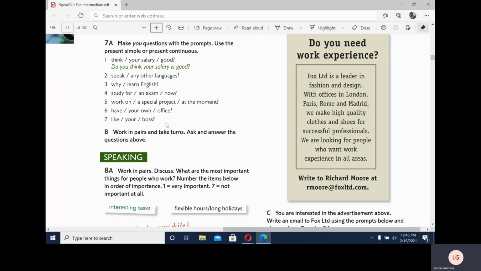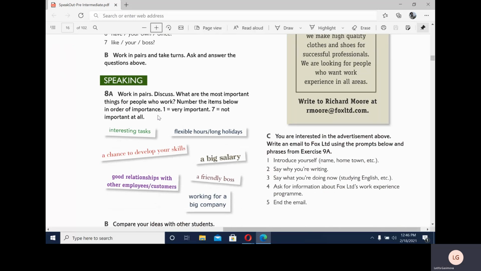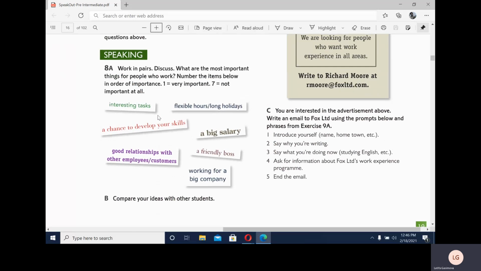So what you have to do after, you have to ask and answer the questions about work and terms in pairs, and take turns. Okay, well, let's go ahead. Here we have to work in pairs once again and discuss what are the most important things for people who work. We have to number the items below in order of importance, right? These are very subjective things. So for me, probably having good relationships with other employees, it's super important. But for you, it can be different things. So yes, you choose.